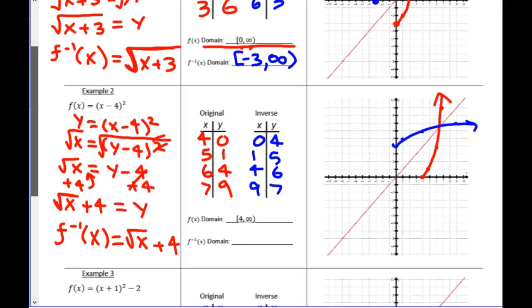Now, what's the range of this blue line? How far to the left is this point right here? What is the x value? 0. Now, some people tell me 4. I'm talking about x. You go straight down, it's 0. And it goes all the way to the right, which is infinity. So 0 to infinity.